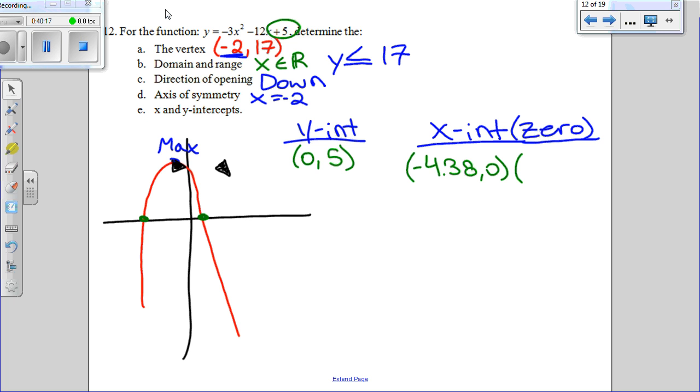How did I know that? Just for fun. My calculator died. I had no idea looking at my graph. It was at 0.38. How did I know it was going to be at 0.38? Because of the axis of symmetry. Right? If the axis of symmetry was at 2, then this x-intercept was 2.38 away this way. So the other one had to be 2.38 the other way. So you just add 2.38. So you could do it that way too.